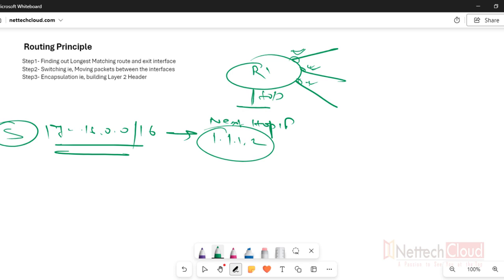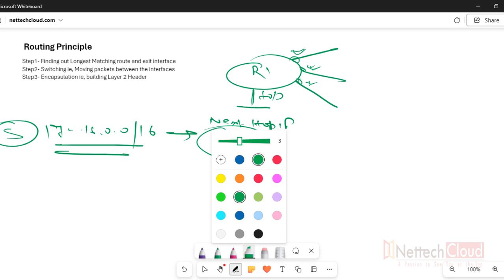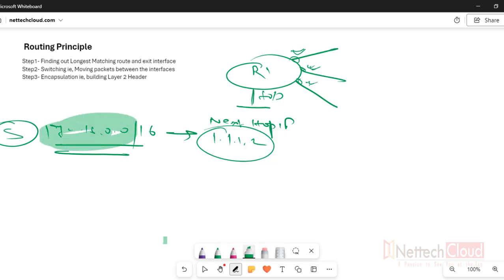So it becomes very important to find out which interface should be the exit interface. Okay, there is a matching route here in the routing table, that's fine, right? But the next hop IP address is also mentioned, and in order to reach 1.1.1.2, which exit interface would be used, because there are multiple interfaces, right?